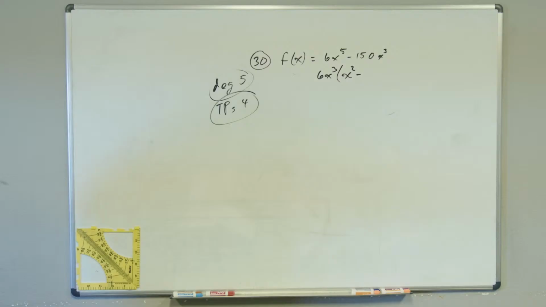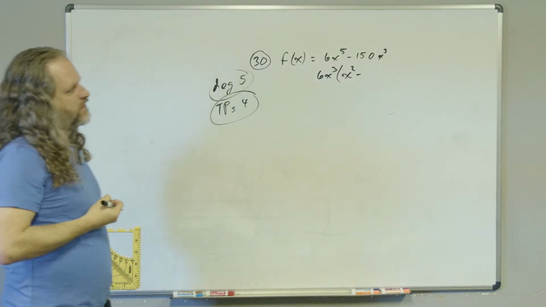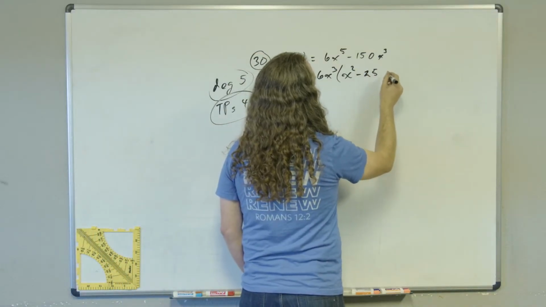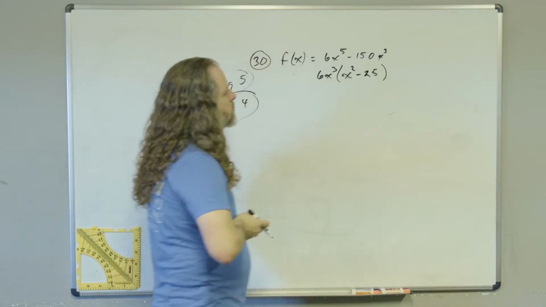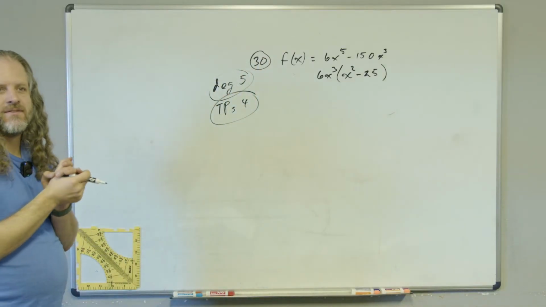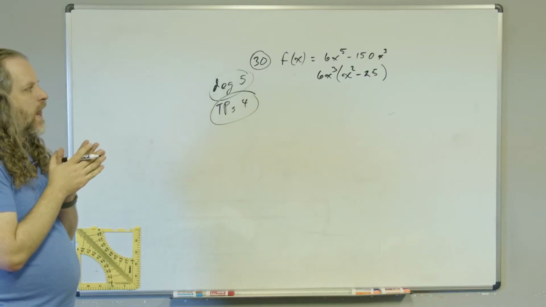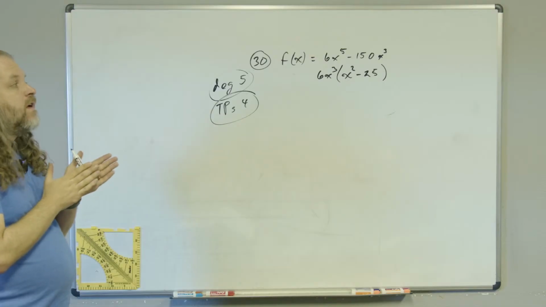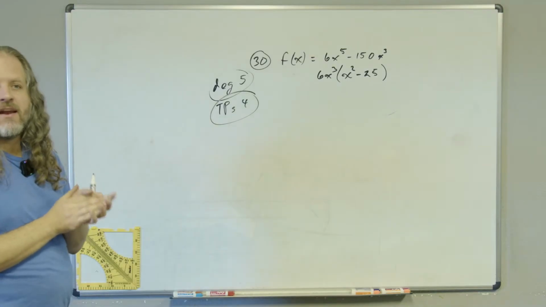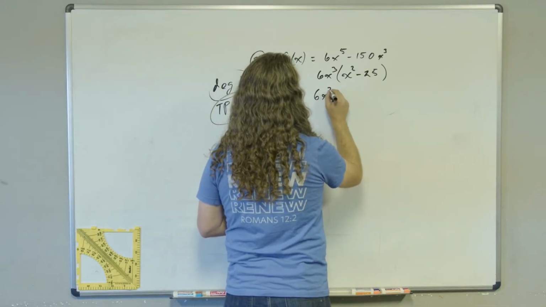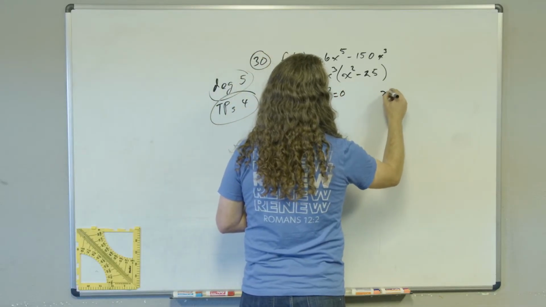Okay, so what is negative 150x cubed when we pull out 6x cubed? 25. Oh, I wrote it down on my paper as 15. All right, now what do we have? Now we can just say x and 5 squares. It's subtraction of squares. There's two ways to look at this, right? We can go ahead and set each factor equal to 0, and we set this one equal to 0.